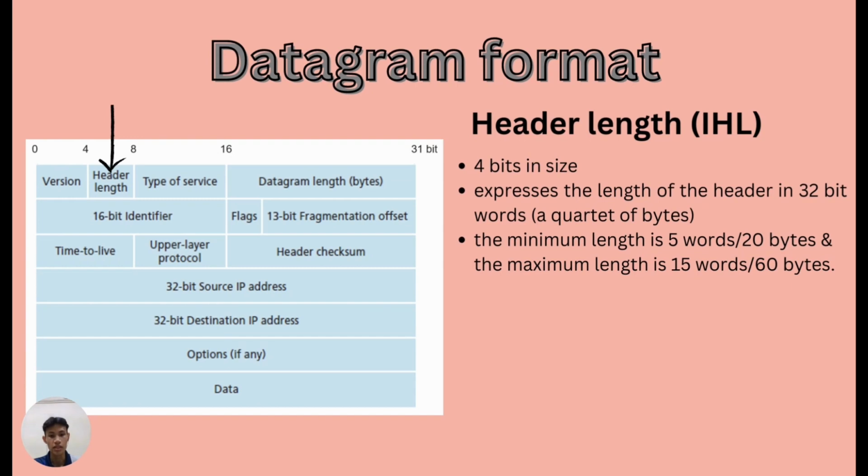The next field in the first line is header length, also known as Internet header length. The size is 4 bits, and the header length expresses the length of the header in 32-bit words, a quartet of bytes. The minimum length is 5 words or 20 bytes, and the maximum length is 15 words or 60 bytes. The normal value of this field when no options are used is 5 32-bit words, which equals 20 bytes. But when options are used, it will be 15 32-bit words.